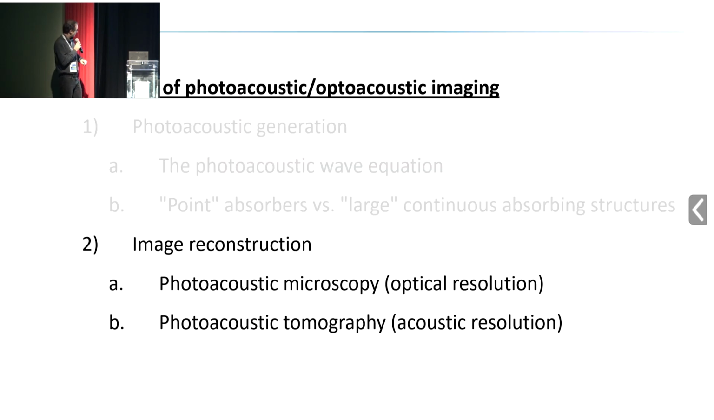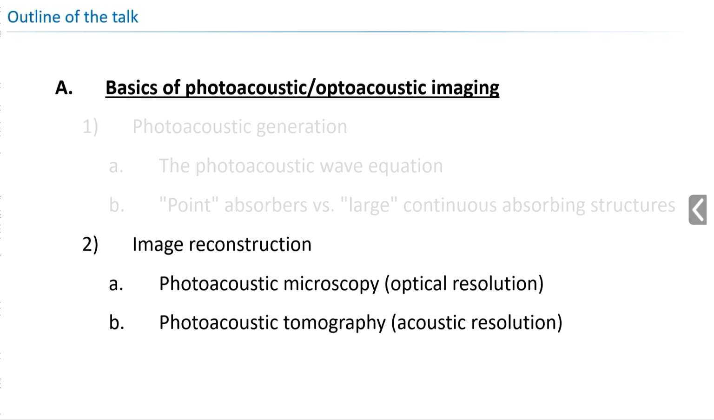Now, how do you make an image out of this? There are actually two very different regimes. The first one is called photoacoustic microscopy, and this is related to optical resolution, optical diffraction limited images. The other one is when you want to go deeper than multiple scattering, and then you use the resolution that is offered by ultrasound. These are really two different regimes. You need to be aware, when you see a photoacoustic paper, whether you're in the first domain or the second.